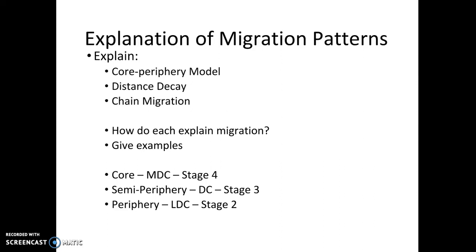So we know the core-periphery model. This is again explaining that countries of lower development, LDCs, will migrate to DCs or MDCs. Those that are in DCs will migrate to MDCs. This is an economic model, whereas the periphery and semi-periphery are highly dependent upon the core, which are the MDCs.